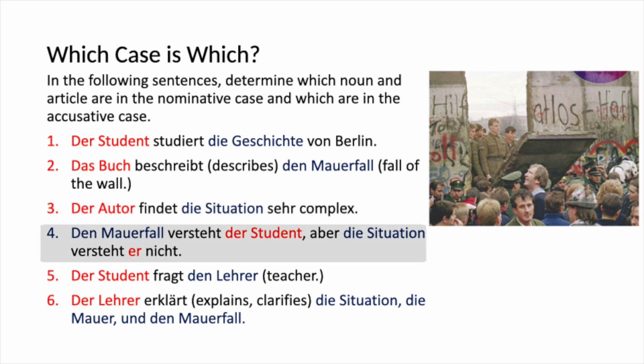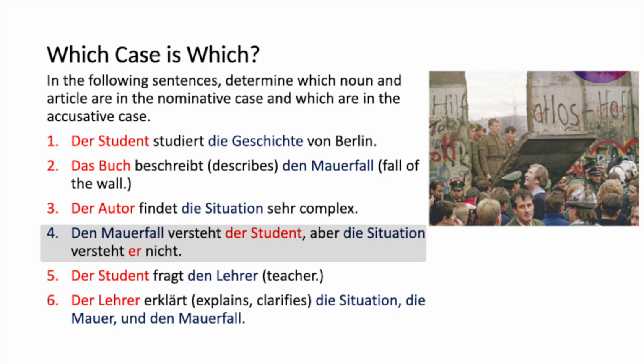The fourth sentence, den Mauerfall versteht der Student, aber die Situation versteht er nicht. Here we have to be very careful because den Mauerfall is at the beginning of the sentence, but it is in the accusative case because we see the article is den. And we already know that no one of the genders has den as its article in the nominative case. So, den Mauerfall versteht der Student, we're putting it for emphasis.